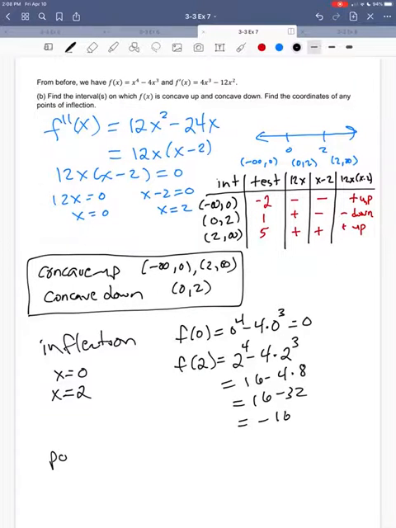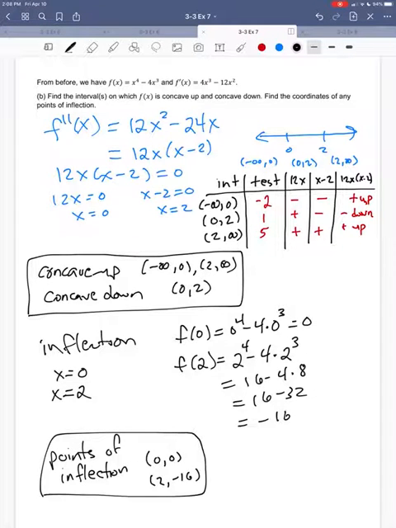So my points of inflection, I'm going to put each x coordinate together with its y coordinate. I put in 0 for x, I got out 0. I put in 2 and got out negative 16. All right.